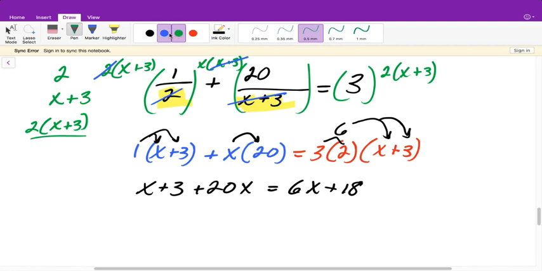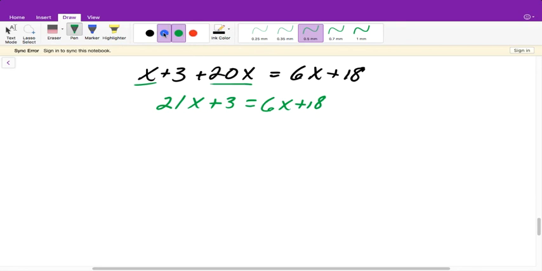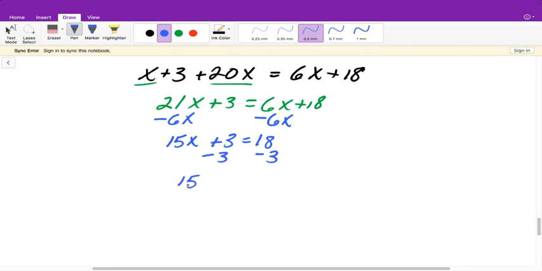All right, now we will combine all of our like terms. So we have 21x plus 3 is equal to 6x plus 18. And now that we have variables on both sides, we need to go ahead and simplify this. So I'm going to go ahead and move 6x to both sides. So that will then give me 15x plus 3 is equal to 18. I will subtract 3 from both sides. So 15x is now equal to 15.